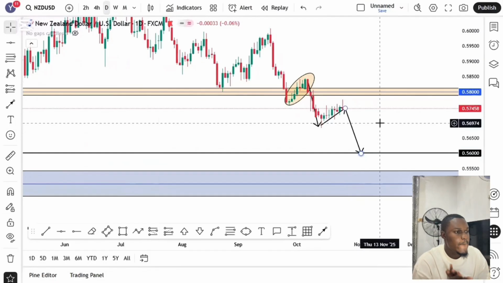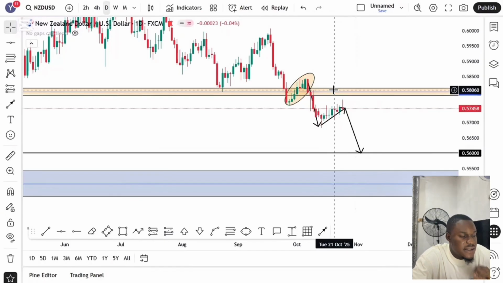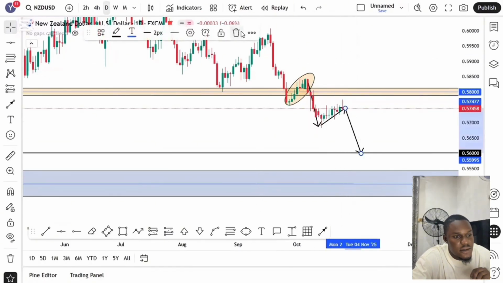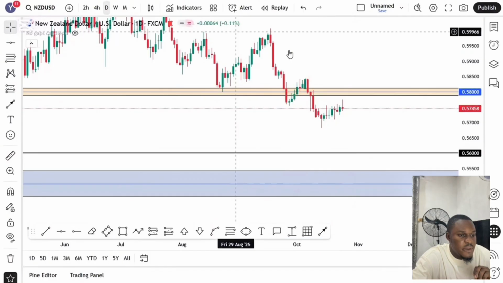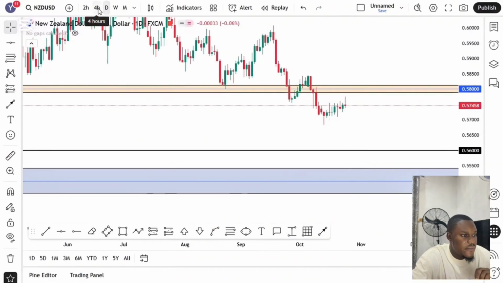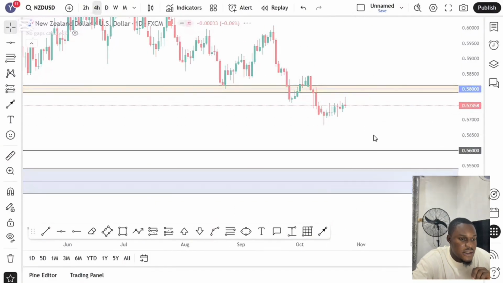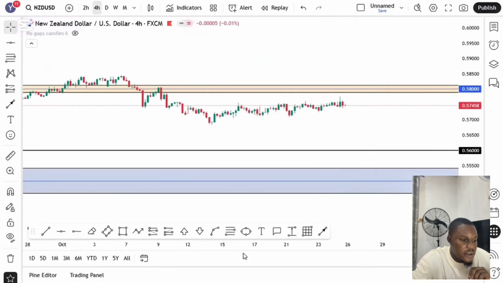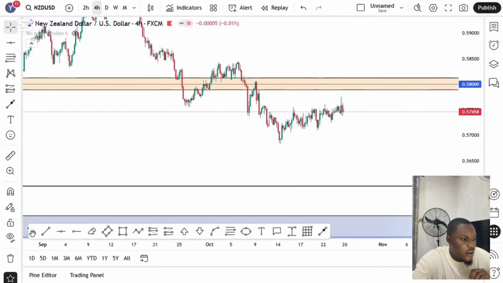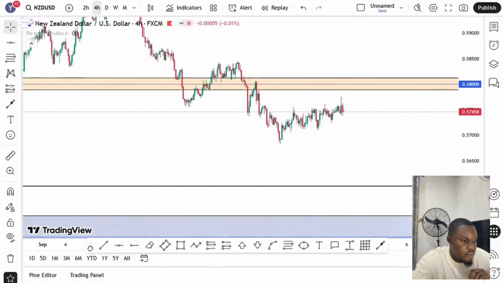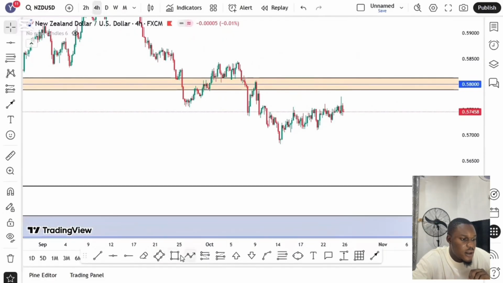So from Monday, I expect the NZDUSD to be bearish, but how I will enter the market is based on the 4 hour time frame. On the 4 hour time frame, if you check the previous correctional move to the downside, which is this one right here.